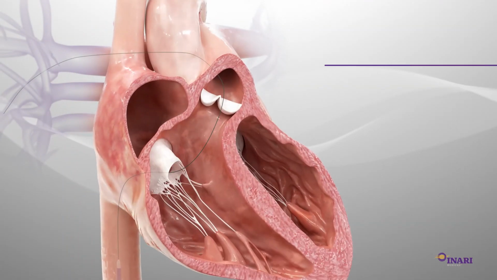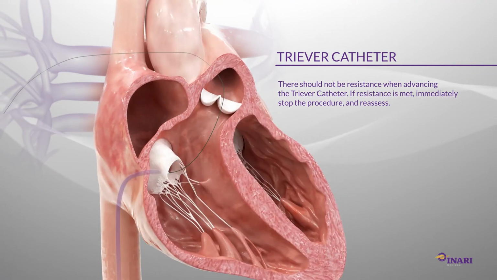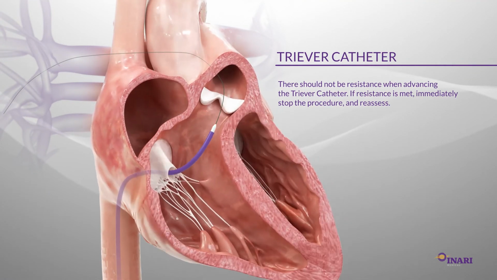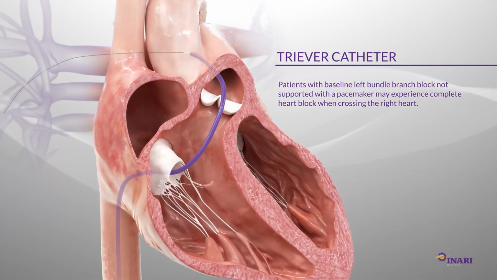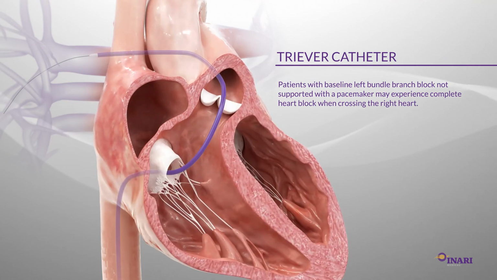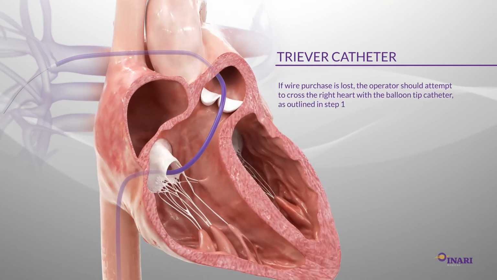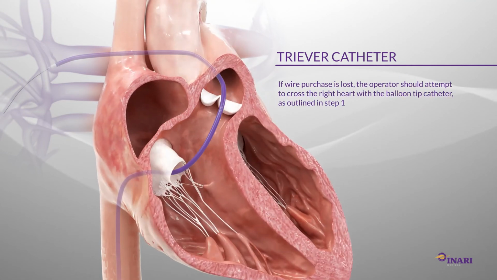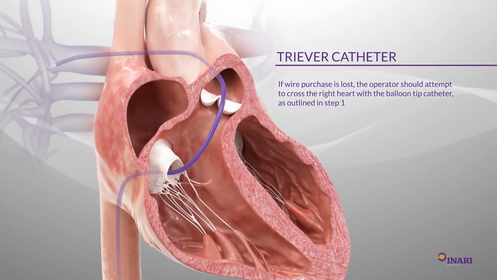There should not be resistance when advancing the Triever catheter. If resistance is met, immediately stop the procedure and reassess. Patients with baseline left bundle branch block, not supported with a pacemaker, may experience complete heart block when crossing the right heart. If wire purchase is lost, the operator should attempt to cross the right heart with the balloon tip catheter as outlined in Step 1.